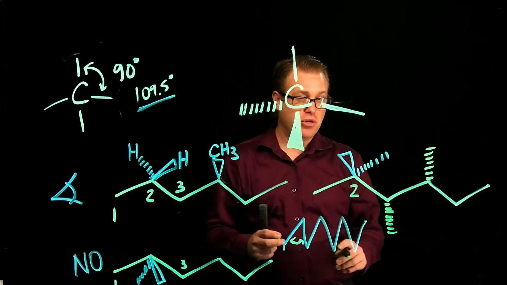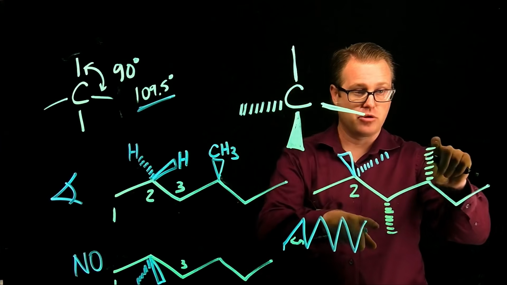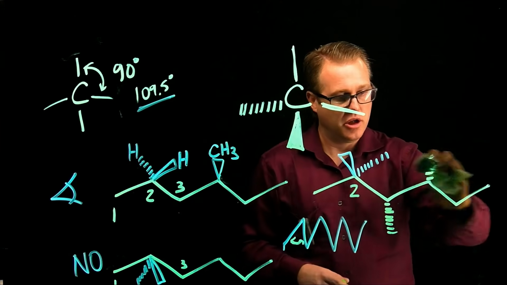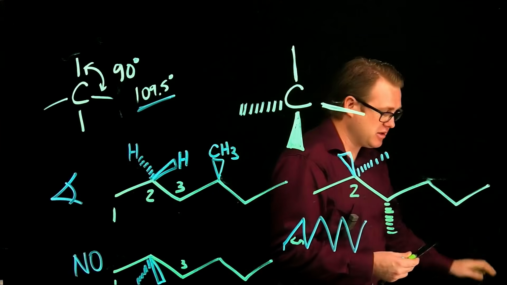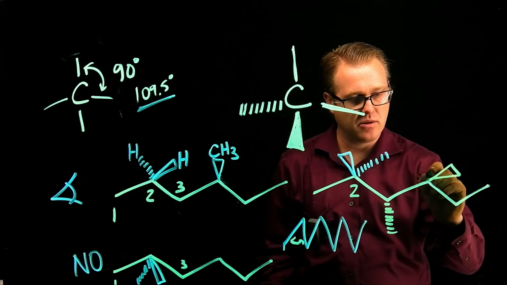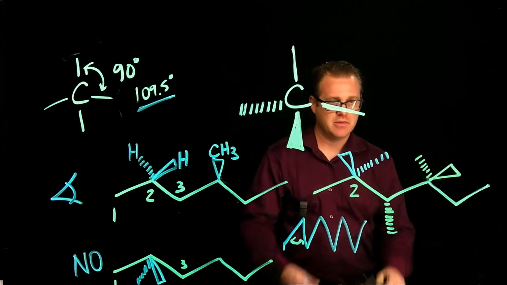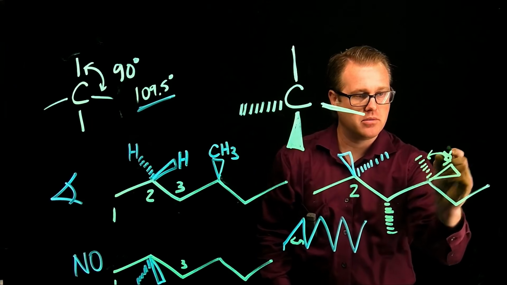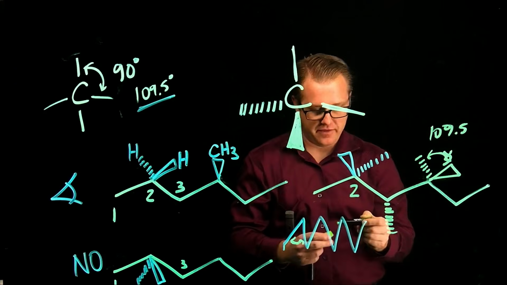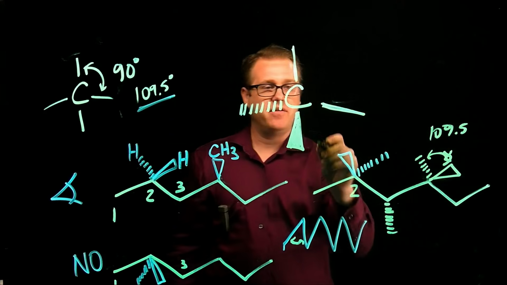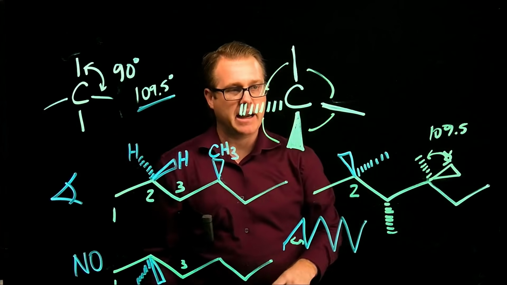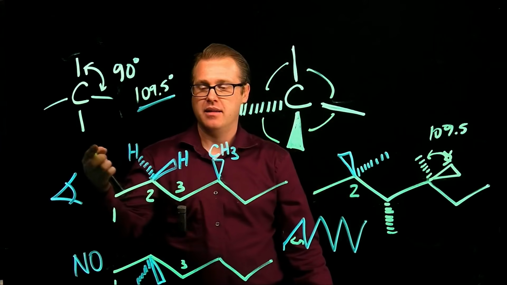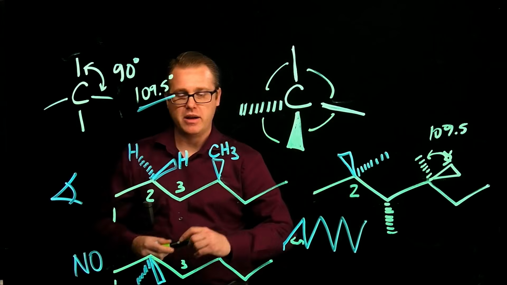But the moment you have to put two groups on that carbon, let's look at this one, you have to put a wedge and a dash. They have to be opposite. There's the wedge, there's the dash. You can see, why do I want it like that? Because I'm looking for, whoa, that 109.5. So that 109.5 angle is for every single one. That's why we draw the zigzag. That is why we draw the wedges and dashes.